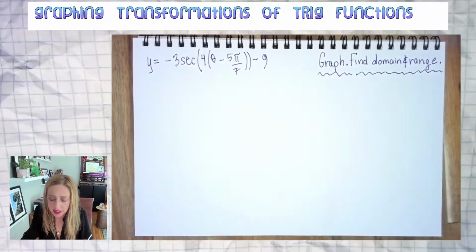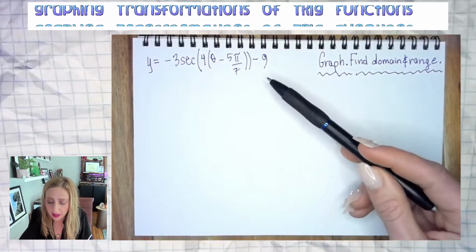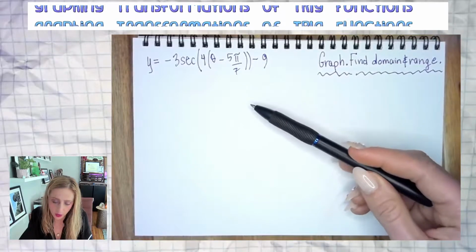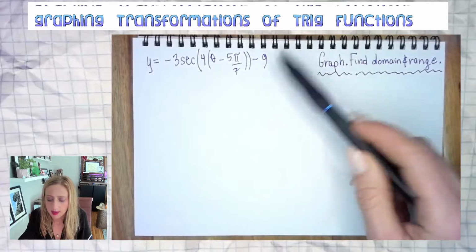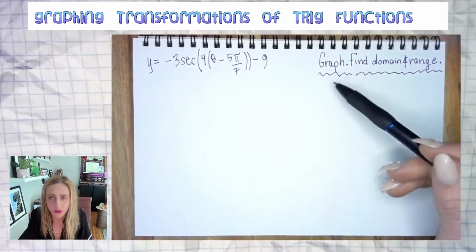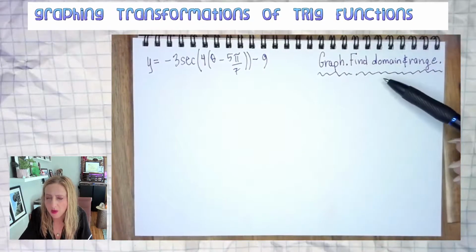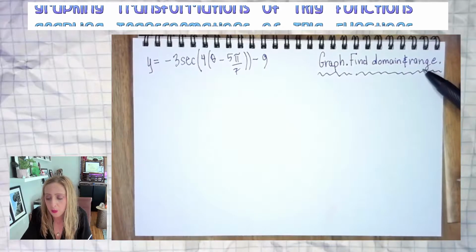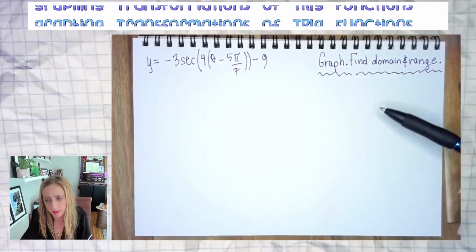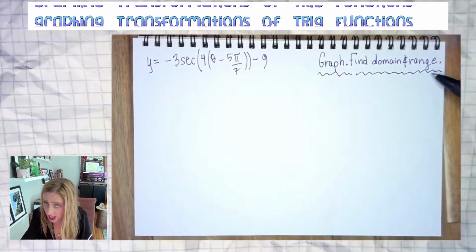All right, so in this example, we have -3 secant, quantity of 4 times the quantity of theta minus 5 pi over 7, close, minus 9, and we are going to graph this trig function, and then we're going to go over how to find the domain and the range properly. We want to use the likes of interval notation to do that.